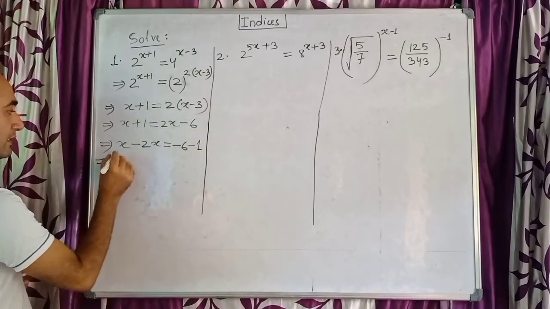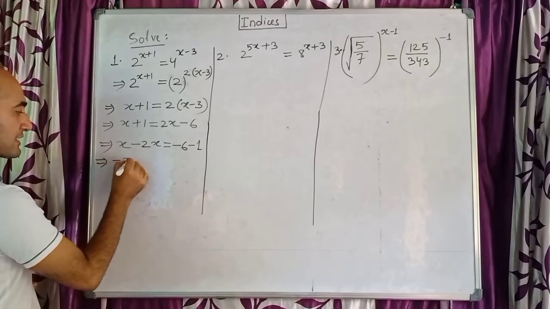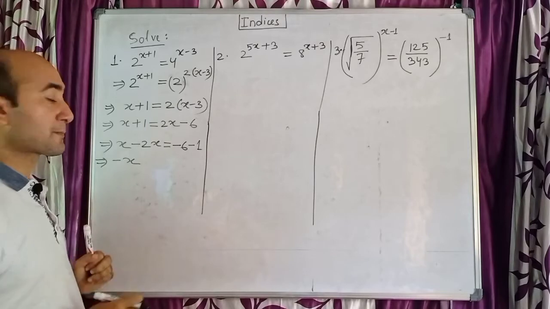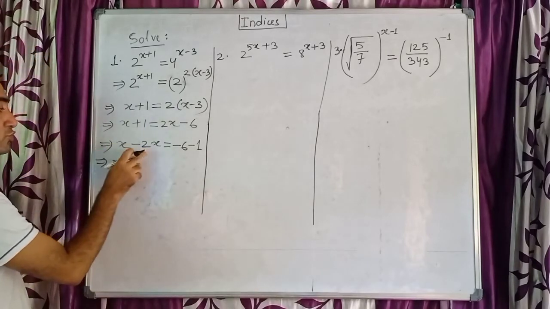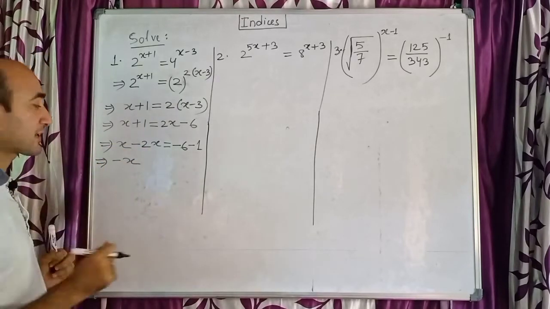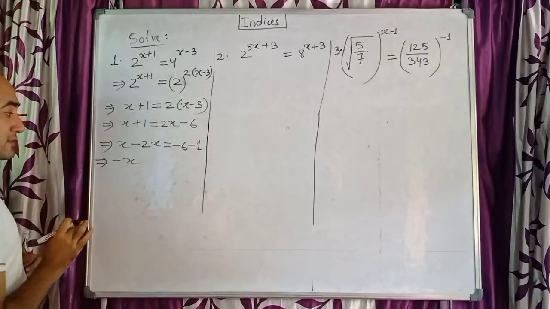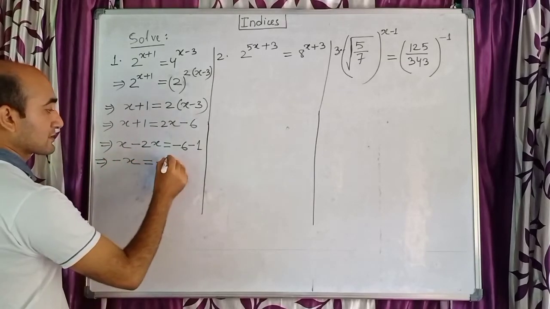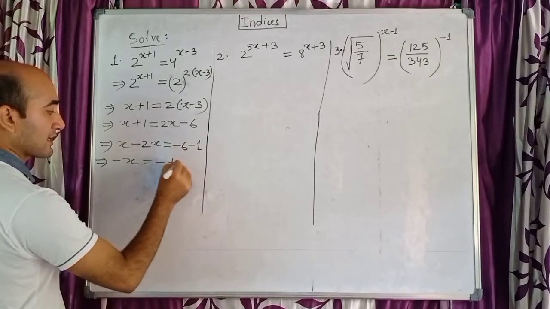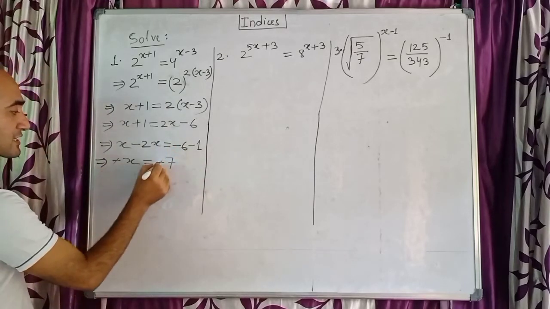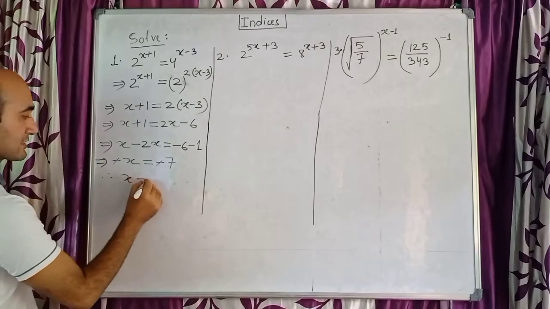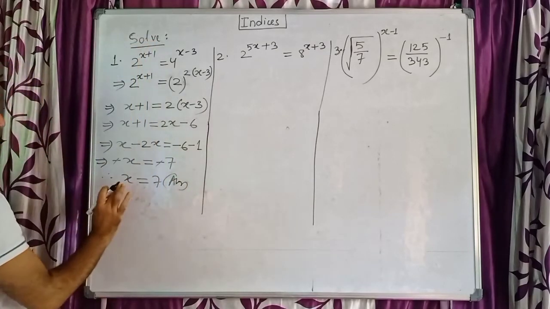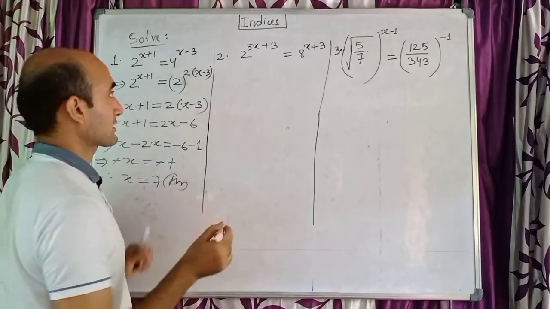Next, x minus 2x is minus x. Very easy. One is plus, the other is minus, so we have to subtract. 2 minus 1 is 1. 1 we don't write, and for x we have to write x. So it is minus 1x equal to minus 6 minus 1 is minus 7. So now you can cancel minus both sides. So our final answer is x equal to 7. So solve means value of x, that is 7. First question I have done here.